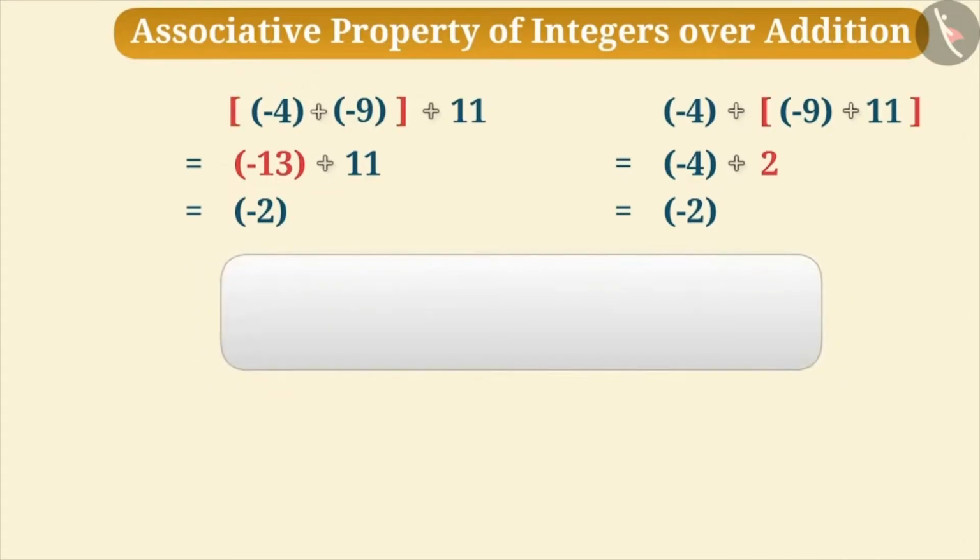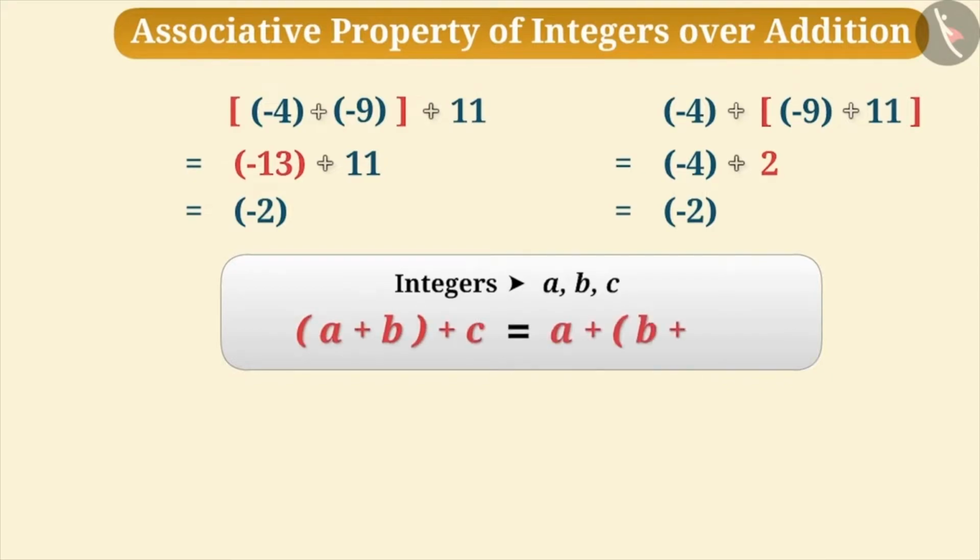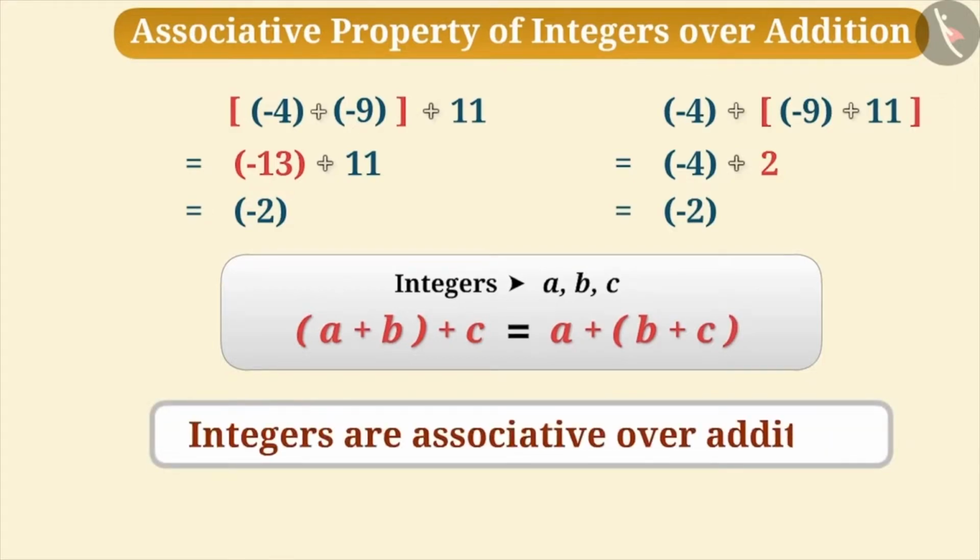In general, for any 3 integers a, b, c, (a + b) + c is equal to a + (b + c). Therefore, we can say that integers are associative over addition. Now you might have understood that to find the sum of -4, -9 and 11, we can group them in any order.